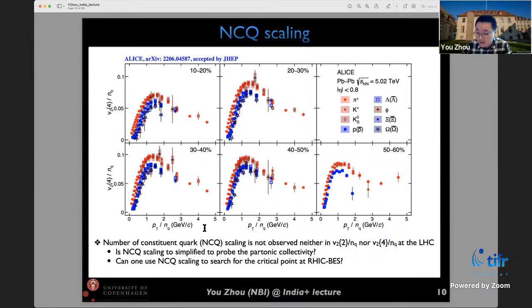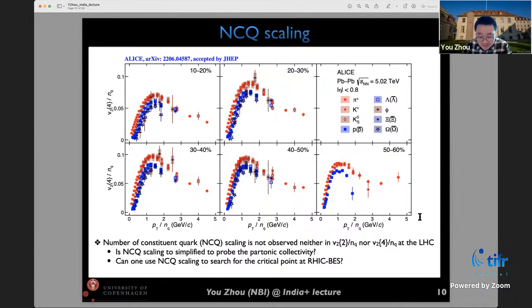And now we also want to confirm this picture at the LHC with the 4 particle cumulant, which is free of non-flow. And what we can see here is that there is no universal scaling. For example, in the 20 to 30% centrality, the red curve is the baryon and meson flow after scaling, and it is significantly higher than the band of baryons shown in blue. It's basically the same everywhere, and we do not see a universal scaling.